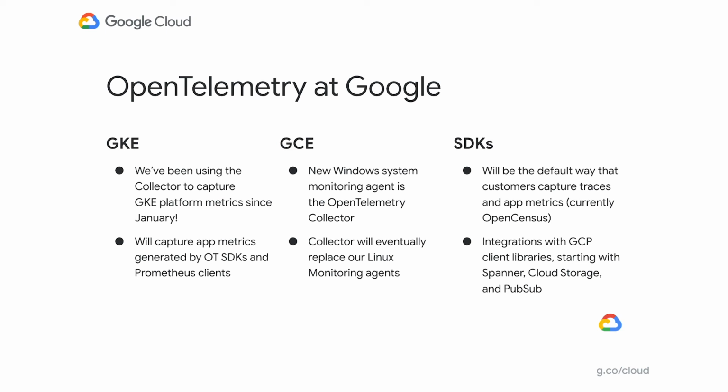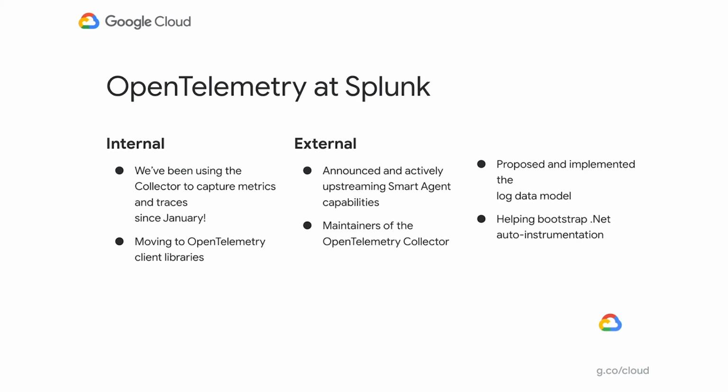Next, we're going to be using OpenTelemetry inside of Google Compute Engine. We have a new Windows system monitoring agent that's actually based on the OpenTelemetry collector, using a lot of the system monitoring, system metrics capabilities that I talked about during the introduction. Beyond this, we'll be using the collector to replace our Linux monitoring agents probably later this year or early next year, and that will bring in the same capabilities that we're bringing to Windows right now. At that point, I think effectively all of our metrics and tracing stack will have been moved over to OpenTelemetry, at least when it comes to capturing data from customers' applications.